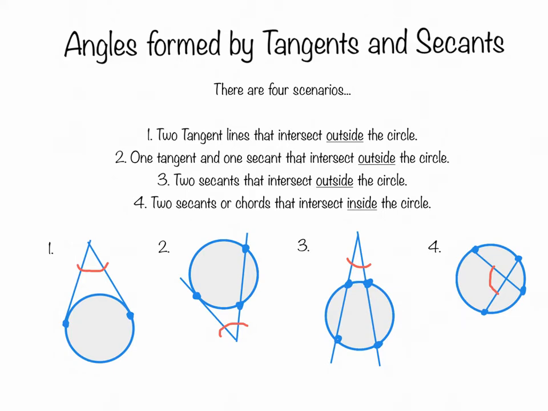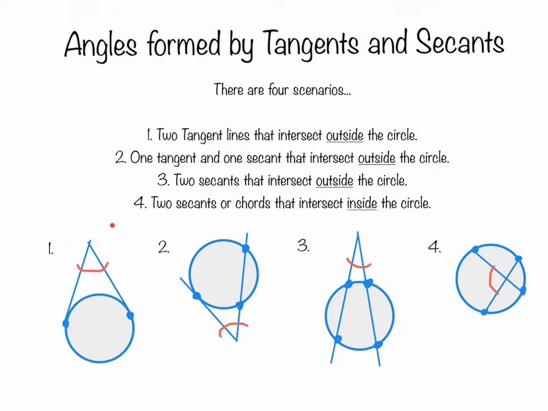Angles are formed by tangents and secants, and there are 4 scenarios. You can either have 2 tangent lines that intersect outside the circle. You can have 1 tangent and 1 secant. Here's a tangent and a secant line that intersect outside the circle and form an angle. 2 secants, they both go completely through the circle, intersect outside the circle. And then 2 secants where actually these are chords, but they're part of a secant where they intersect inside the circle.